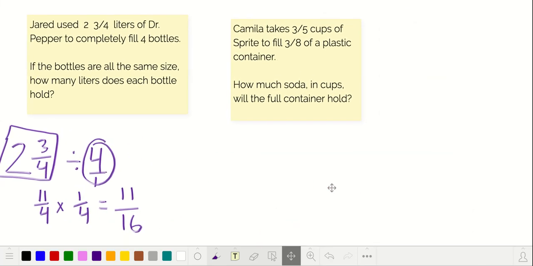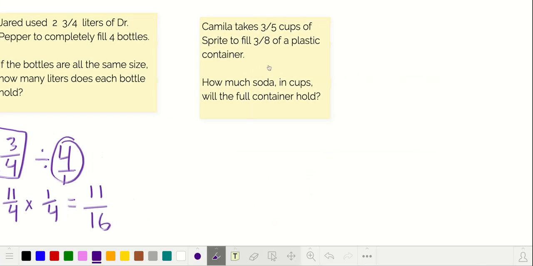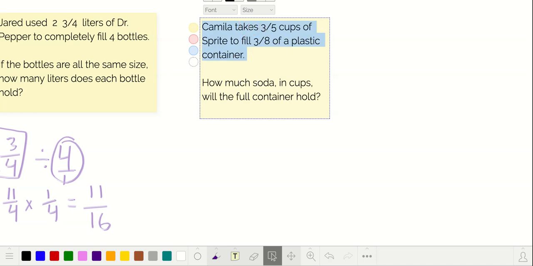And the last type of problem you'll see says Camila takes 3/5 cups of Sprite to fill 3/8 of a plastic container. How much soda in cups will the full container hold? You'll notice this one doesn't use the word use like the last two problems, but there's a word in the problem that's a synonym for the word use. Hopefully you can see that the word take right here is the same as the word use. Just because you don't see the word use, hopefully that doesn't confuse you. Just recognize that you might see other forms of the word use, like takes. They both mean the same thing.